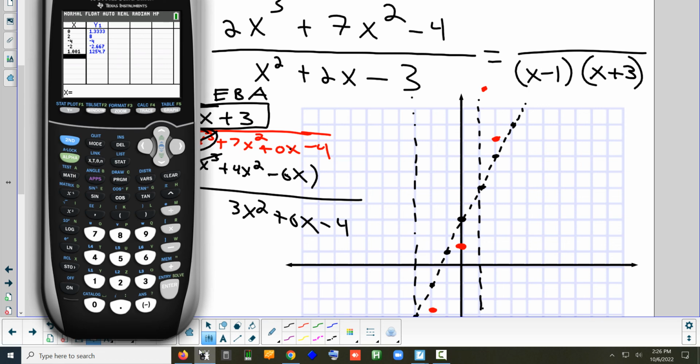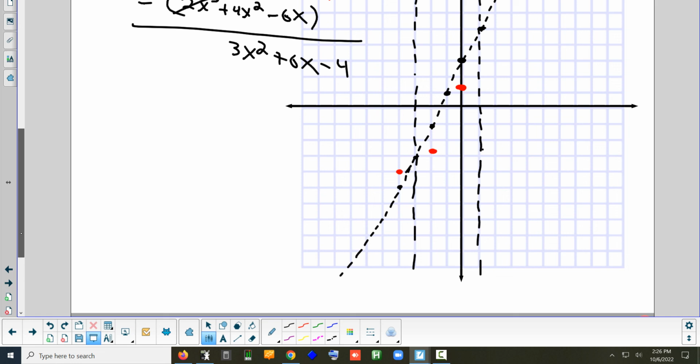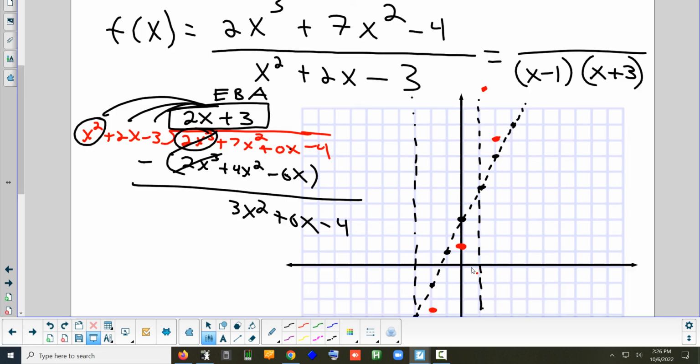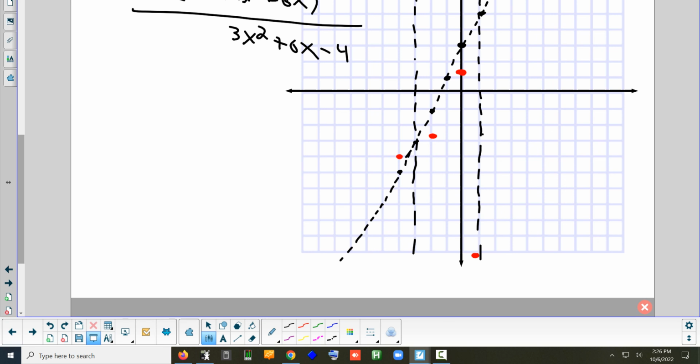What would be a value that's just a little bit smaller than 1? All right, let's try 0.999. -1,245. So if you're just before the number 1, you are way down here. Let's check our other asymptote, -3.